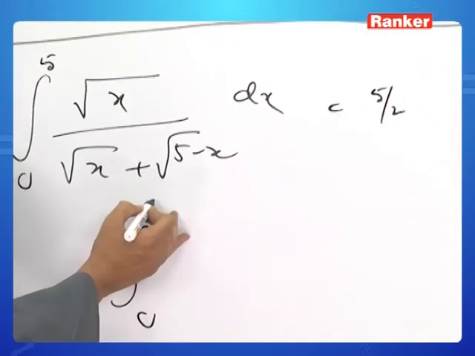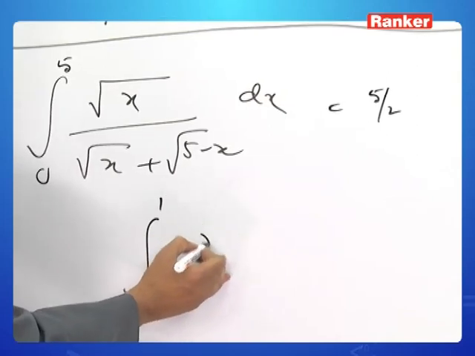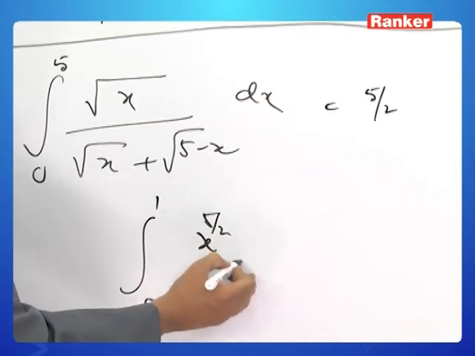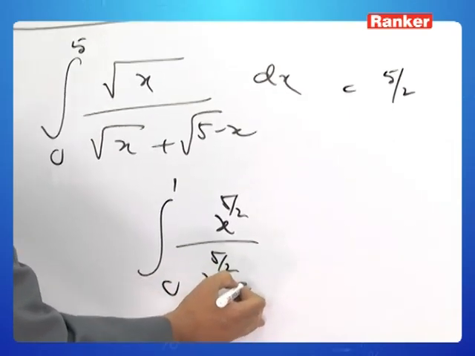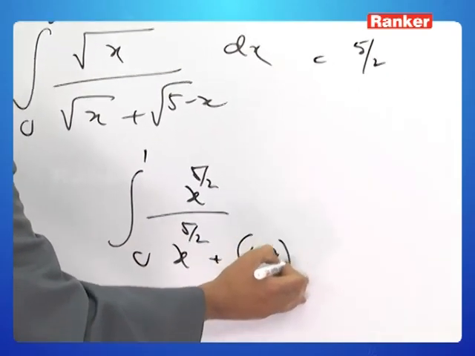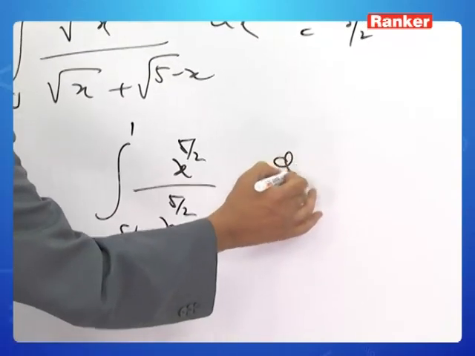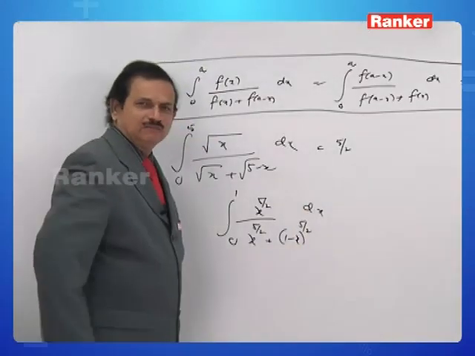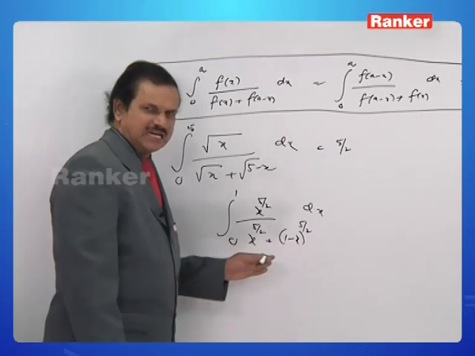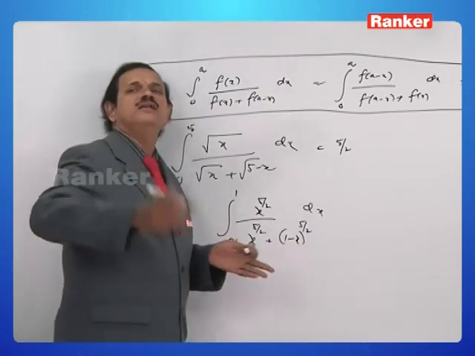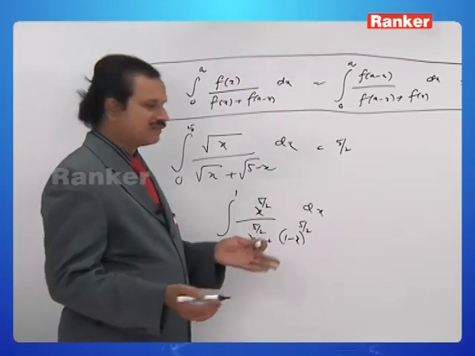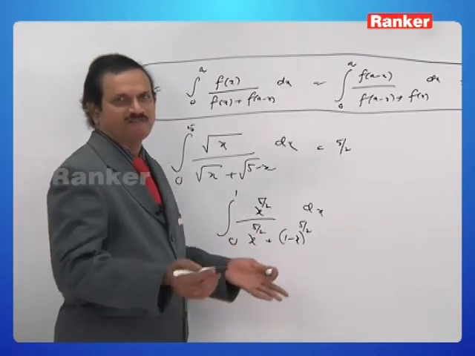Again, integral 0 to 1 x to the power of 5 by 2 by x to the power of 5 by 2 plus 1 minus x whole to the power of 5 by 2 dx. You will look at the problem, how bulky it is, if it is not given with the limits. Even then, that problem can be solved on this part itself within 5 seconds.